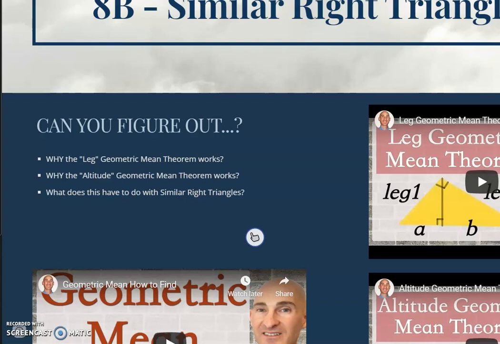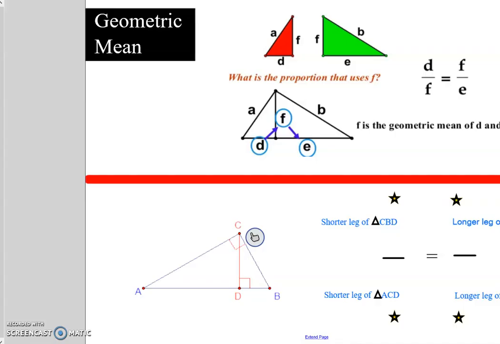If you look at the 8B geometry website page, it's got 3 videos right at the top that talk about geometric mean in general, and then the two different types, geometric mean for leg and geometric mean for altitude. Those are pretty good explanations, so I'm not going to recreate that, but I would suggest that you go there. Let's take a look back on our page so we can work our way through these types of problems that deal with the geometric mean having to do with altitudes.